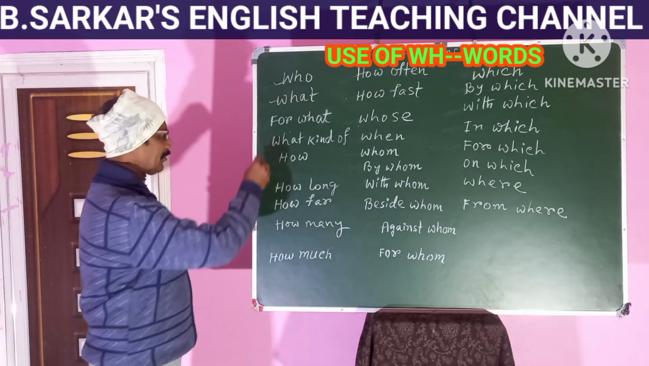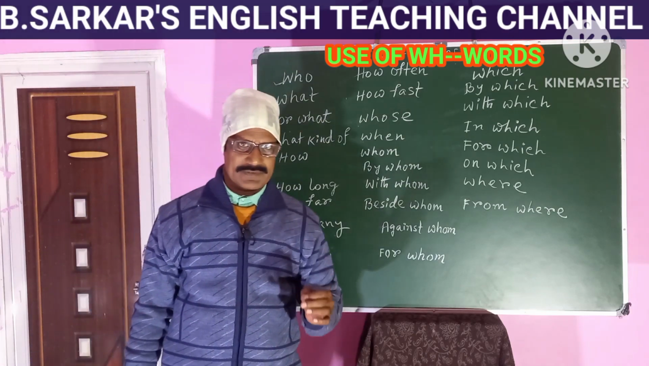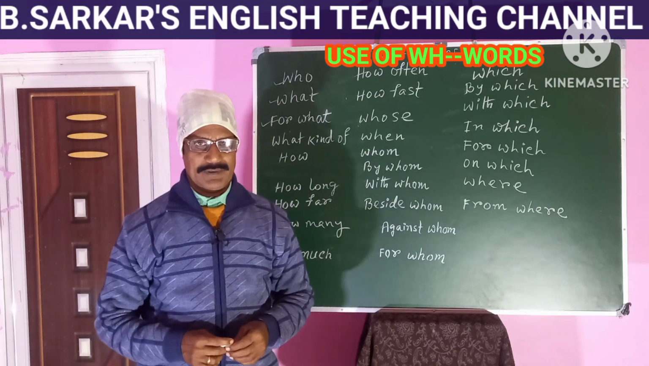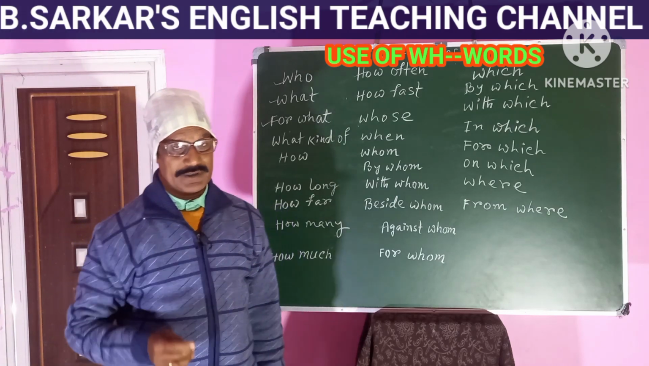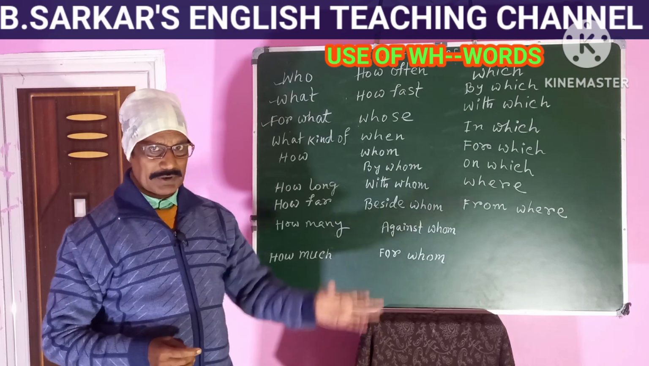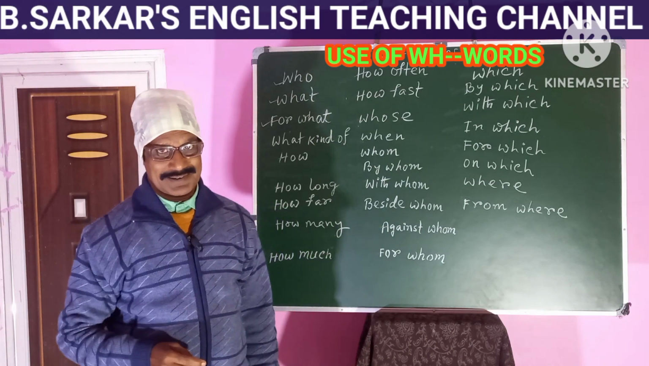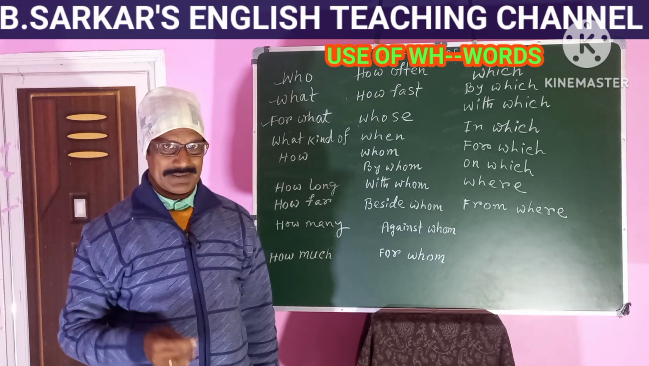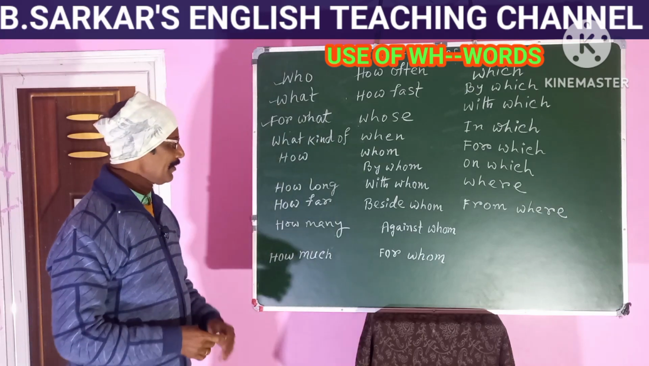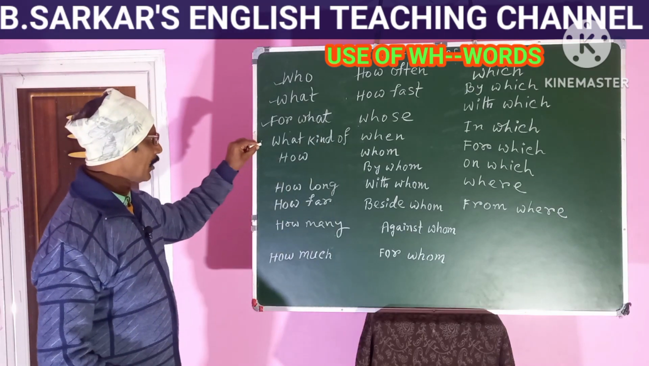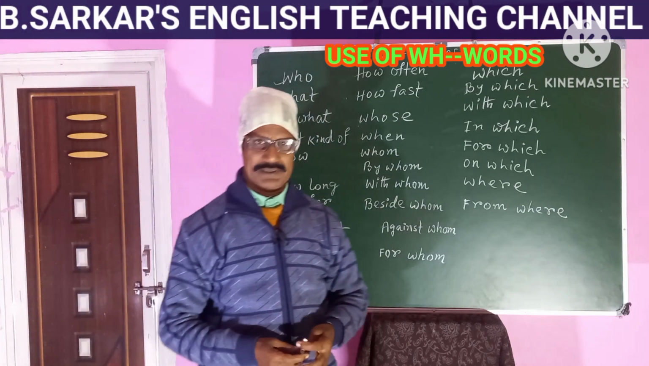Next example, for what. In Bengali, for what means ki jonno. Okay. As for example, you can say, for what purpose have you come here? For what reason do you stay here? Okay. The application of for what. Please mind it. After that, you are going to learn what kind of. What kind of? কি প্রকারের?